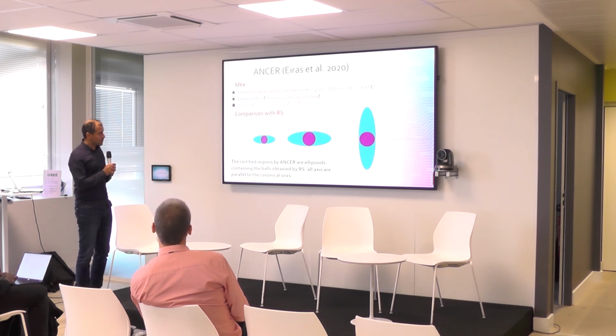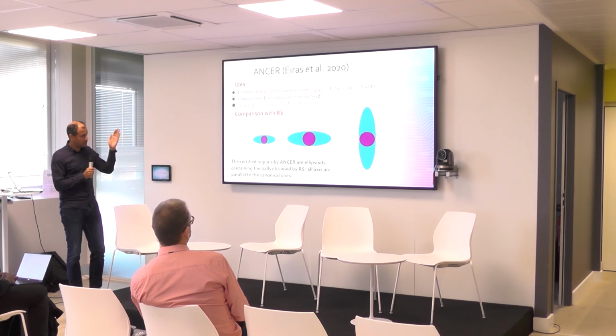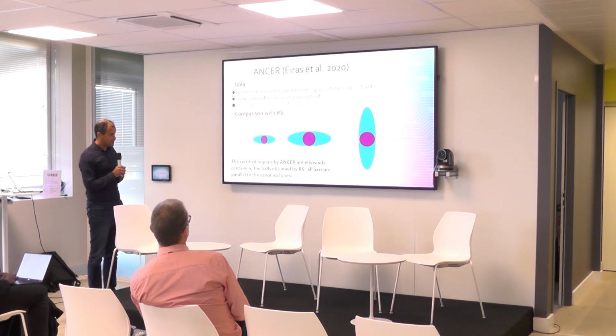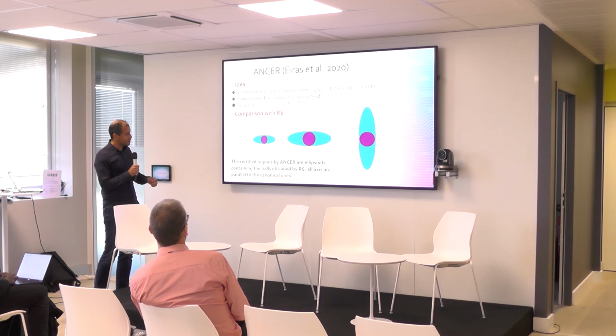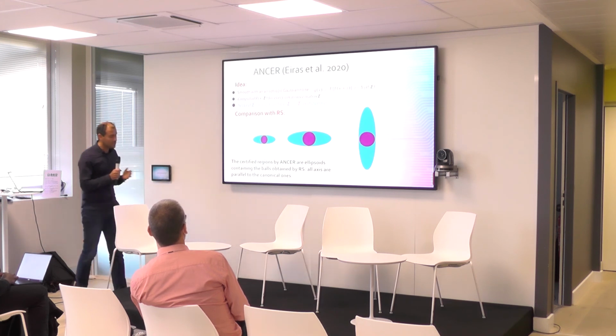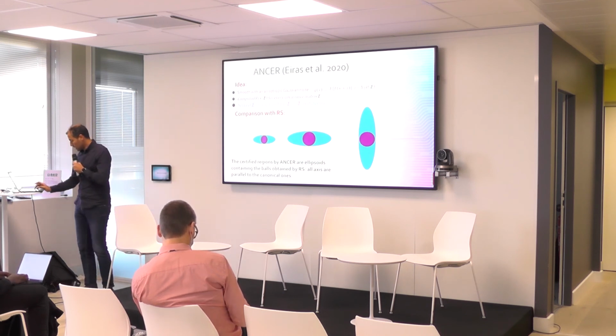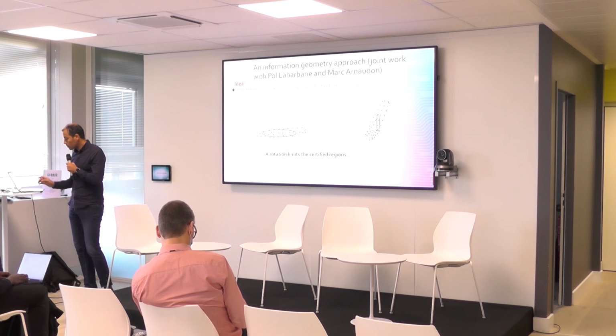So comparing with the classical randomized smoothing, now this approach is able to certify ellipsoids. However, these ellipsoids are either horizontal or vertical, so it means that the axes of the ellipsoids are always parallel to the canonical basis of the space. And it has been shown that these ellipsoids always contain the L2 ball that we can certify with the classical randomized smoothing.